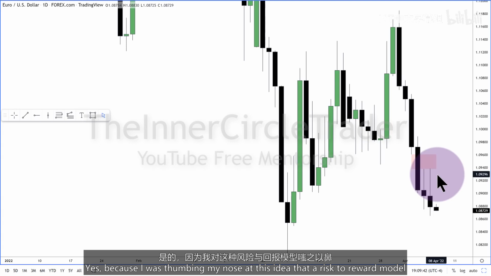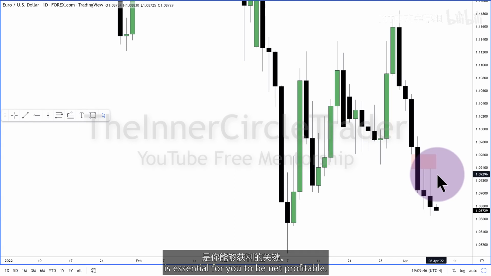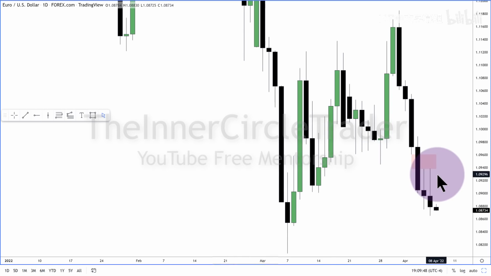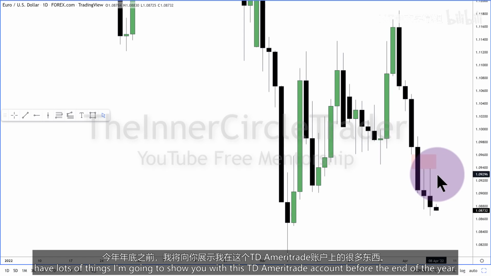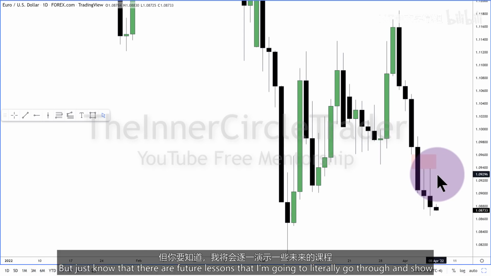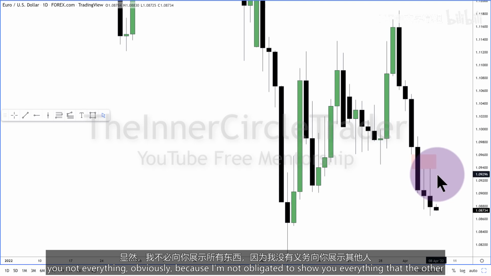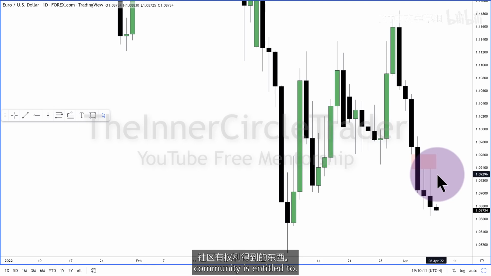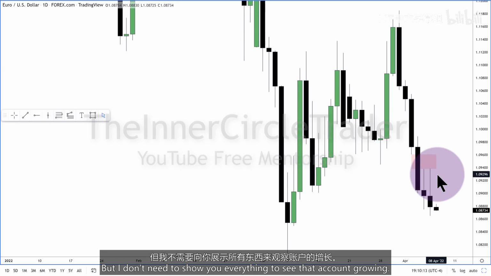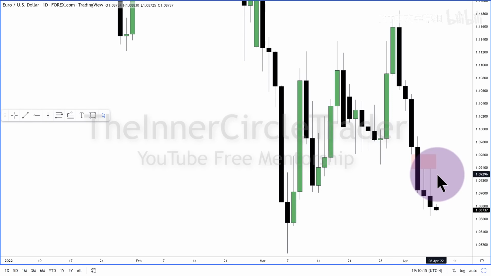Yes, because I was thumbing my nose at this idea that a risk to reward model is essential for you to be net profitable. That's not true. I've proven that with a live account. I have lots of things I'm going to show you with this TD Ameritrade account before the end of the year. But just know that there are future lessons that I'm going to literally go through and show you, not everything, obviously, because I'm not obligated to show you everything that the other community is entitled to. But I don't need to show you everything to see that account growing.